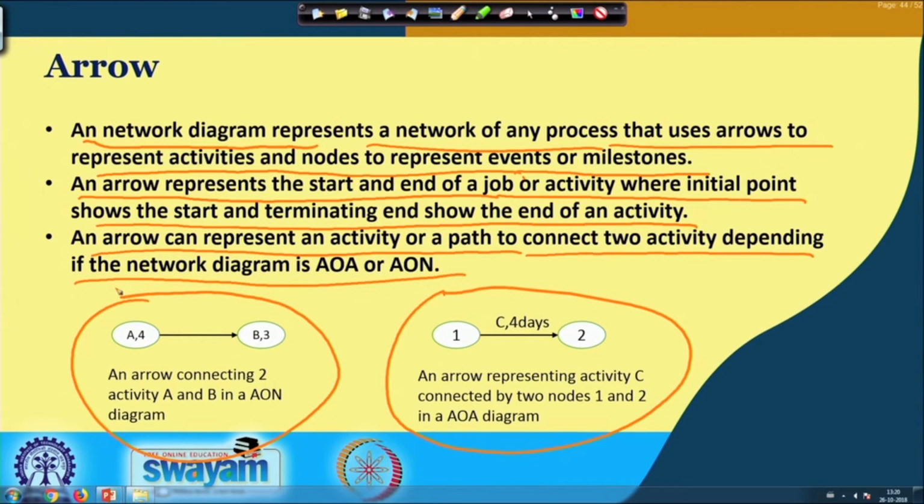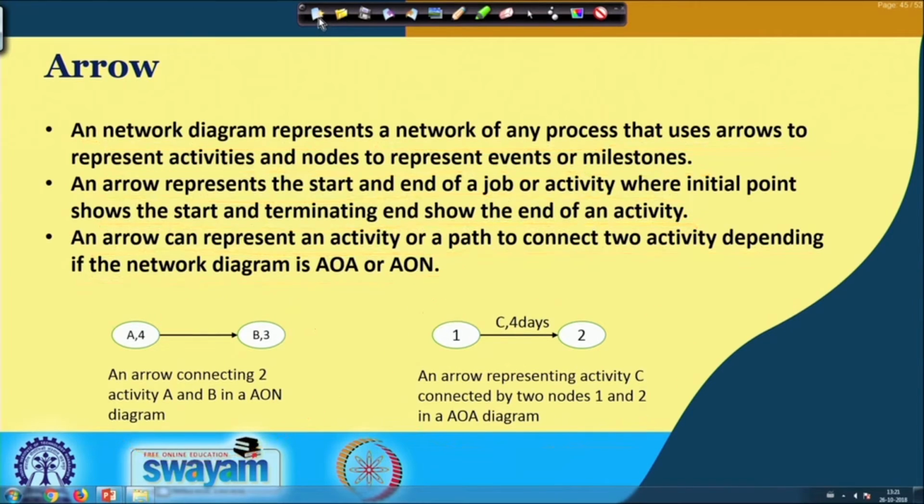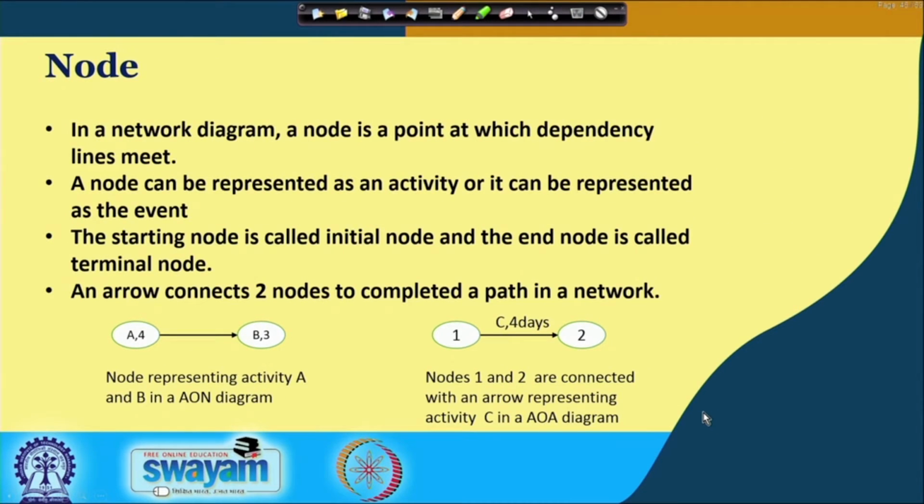Both have some positive and negative features. We will discuss those things when we discuss in detail how the networks are analyzed in the arrow diagram and activity on node diagram. So, these are the nodes already described to you, at the point where the arrows are meeting, and in the AON diagram the jobs are assigned on the node, not on the arrow.